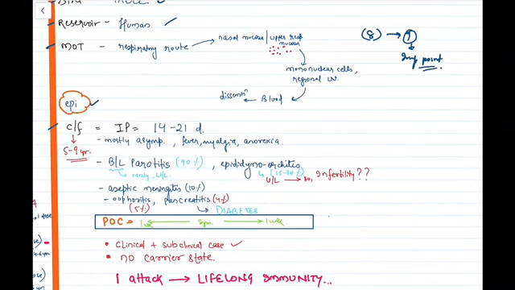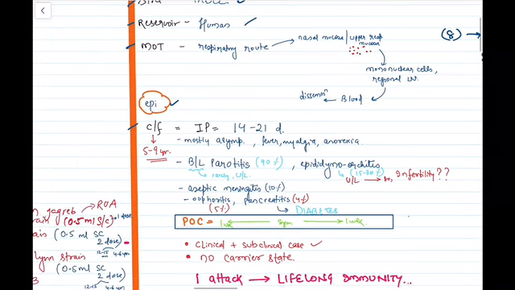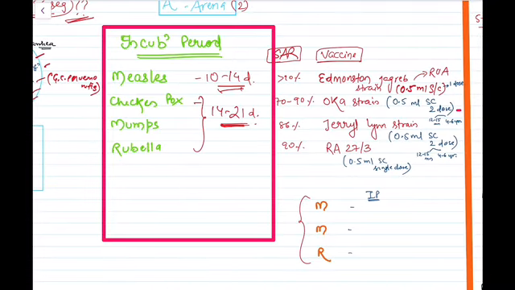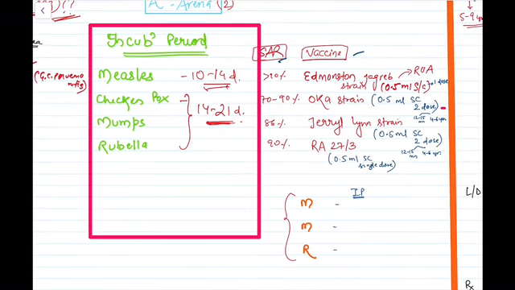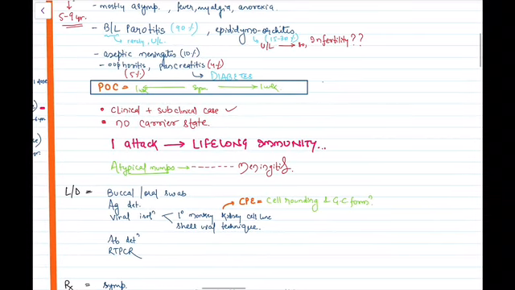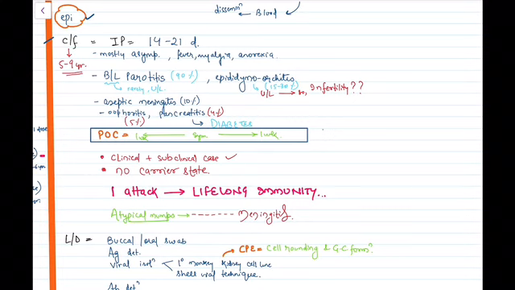Then the incubation period is 14 to 21 days. Again, this table is very important because it will tell you about the incubation period, the secondary attack rate and the vaccine all in one place. For measles we said 10 to 14 days, then for chickenpox, mumps and rubella it is approximately 14 to 21 days, right? But still there were some MCQs in which you were specifically asked if it's 14 days or 19 days or 21 days.